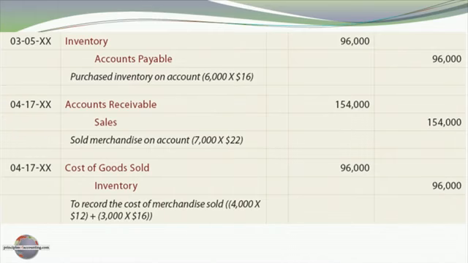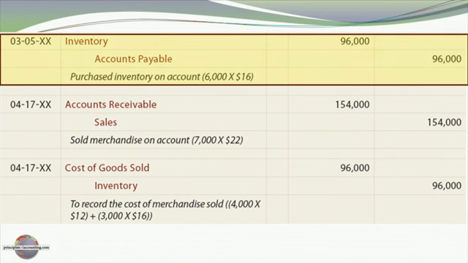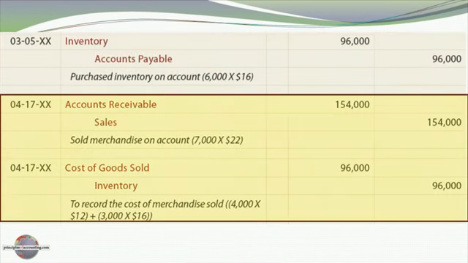And so when we bought inventory on March the 5th, we debited inventory and credited accounts payable $96,000. But look what we need to do on April 17th when we have a sale. We'll record the sale, the $154,000, debit accounts receivable, credit sales. Simultaneously, we'll debit cost of goods sold and credit inventory for the $96,000. Recall I said remember the $96,000? That was the amount we calculated.